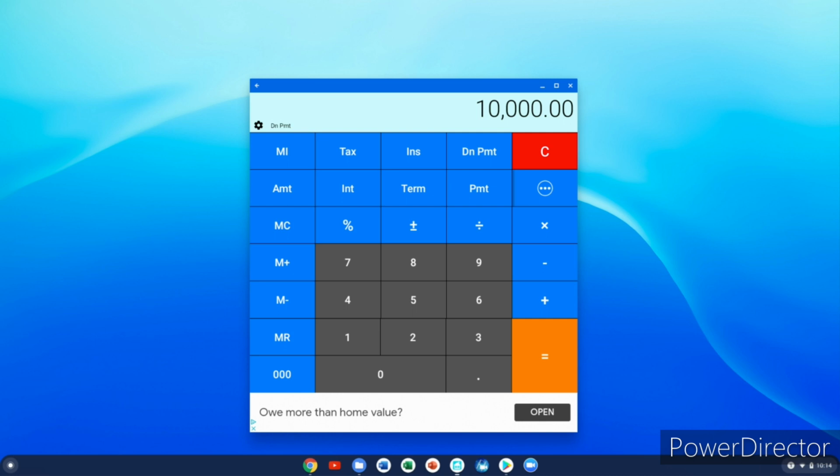So we also know that the bank is going to charge us a 3.25% interest rate over the course of this term. So we're going to enter 3.25 and make sure you hit interest rate right here. We also said that this is going to be a standard 30-year term mortgage. So I'm going to select 30-year term right here.